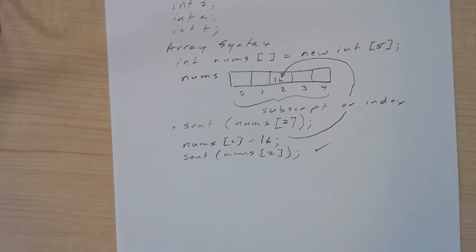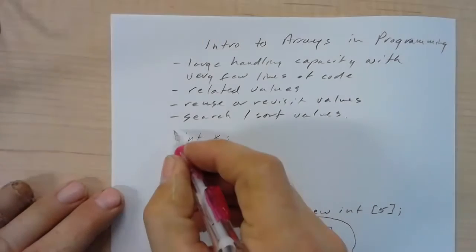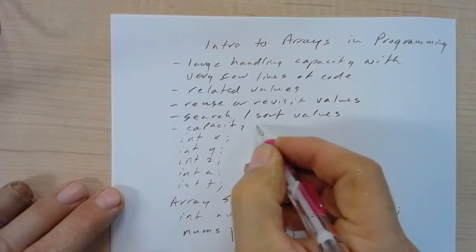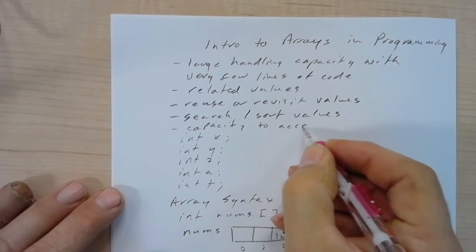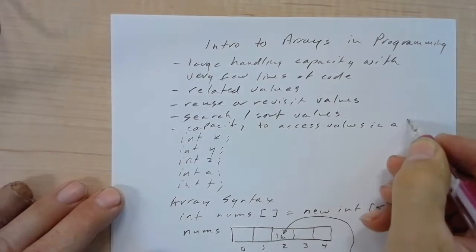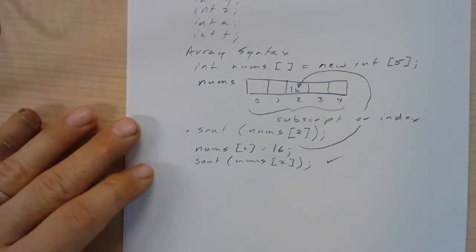The trouble is, it's annoying to have to reference those things individually. One of the other beauties of arrays is the capacity to access values in a loop. That's probably their greatest advantage. Once you get this large collection of values, you have the capacity to access those values in a loop. So here's a little example.